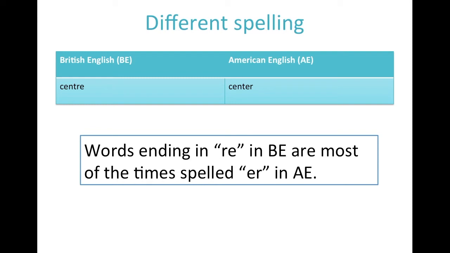There are more differences in American and British English. I'm sure you've already noticed that the pronunciation is completely different, and sometimes you can even find differences in grammar, but you will learn about that later on.